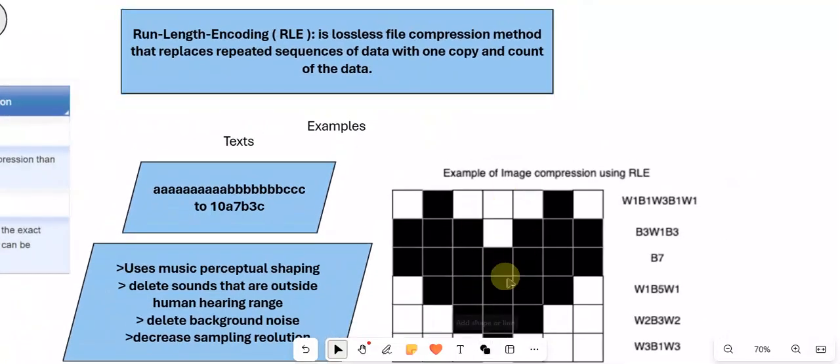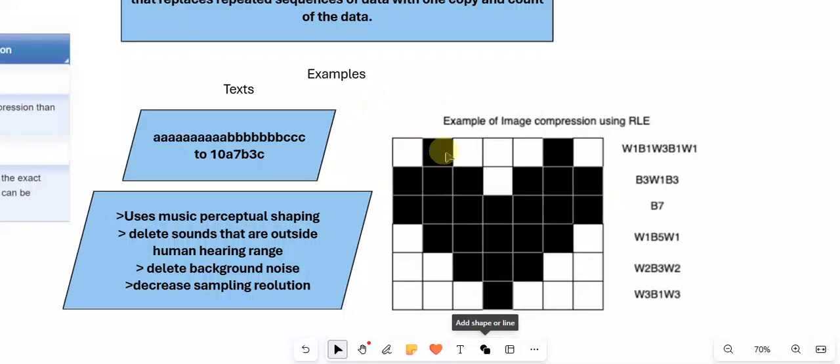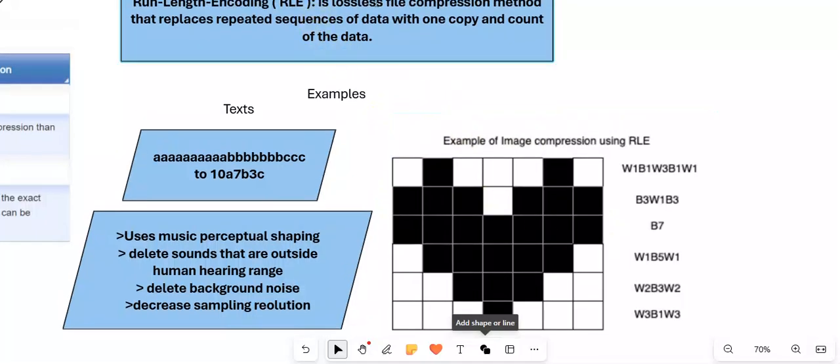This image we have, for example, it's kind of hard type. Lossless file compression is a method that replaces repeated sequences of data. Here I didn't write character or letter, I wrote data. So for example, if we have three white colors, three whites: so W1, B1, W3, B1, W1, then B3, W1, then B3, then B7, then W1, B5.